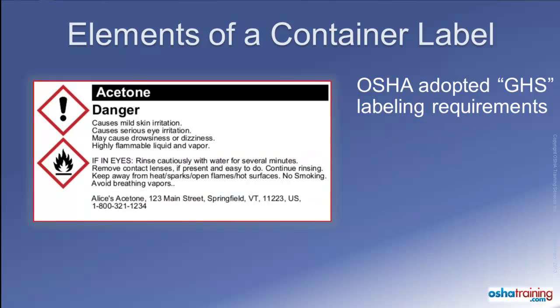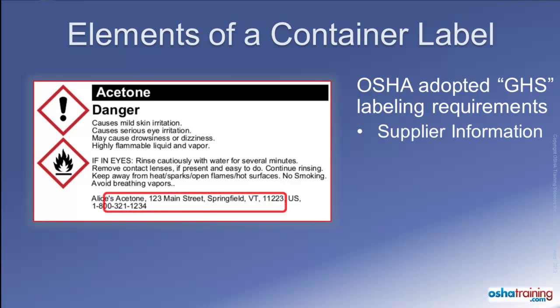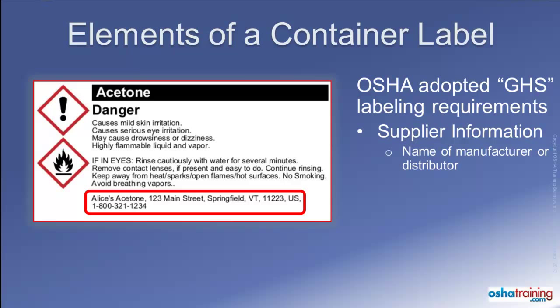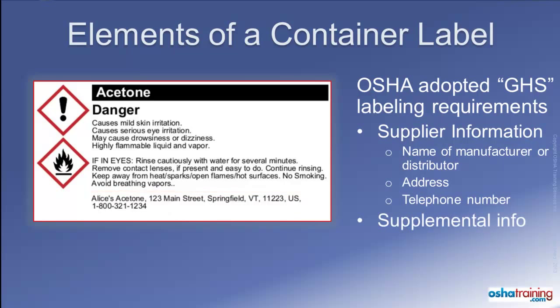GHS compliant labels must also display supplier information. This is where you will find the name of the manufacturer or distributor of that product, as well as their street address and telephone number. On some labels, you may see supplemental information about the product, such as directions for its use and possibly an expiration date for the product. And a key new requirement of the GHS labeling system, and something fairly new to us here in the United States, are pictograms.